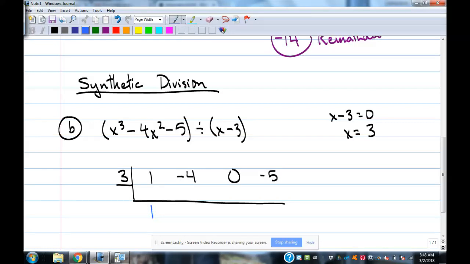It's 1 times 3 is 3. And then in synthetic division, you don't subtract, you add. Okay? What's -4 plus 3? -1. And then you multiply -1 times this 3 out here. It's going to get us the -3 right there. What's 0 plus -3? -3. And then multiply again. -3 times 3, -9. What's -5 plus -9? -14. That right there is your remainder.